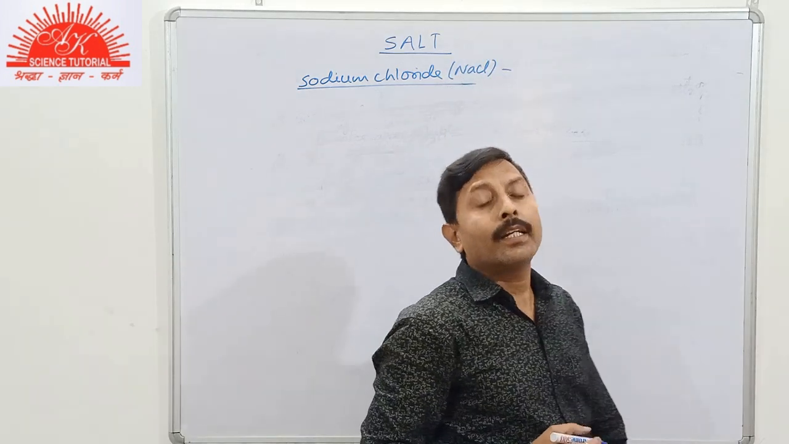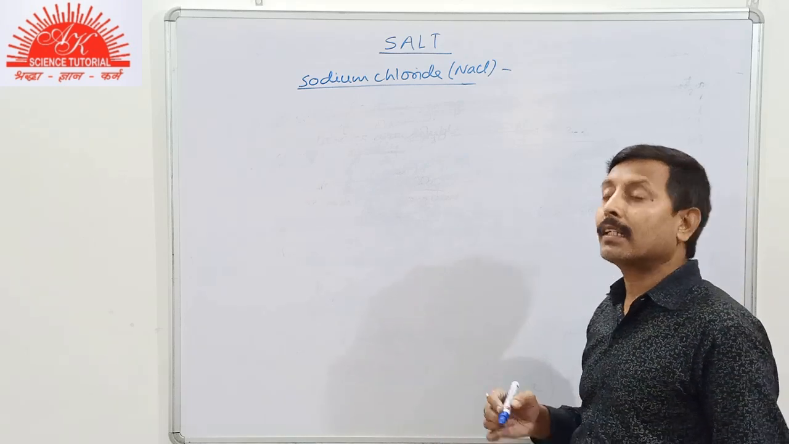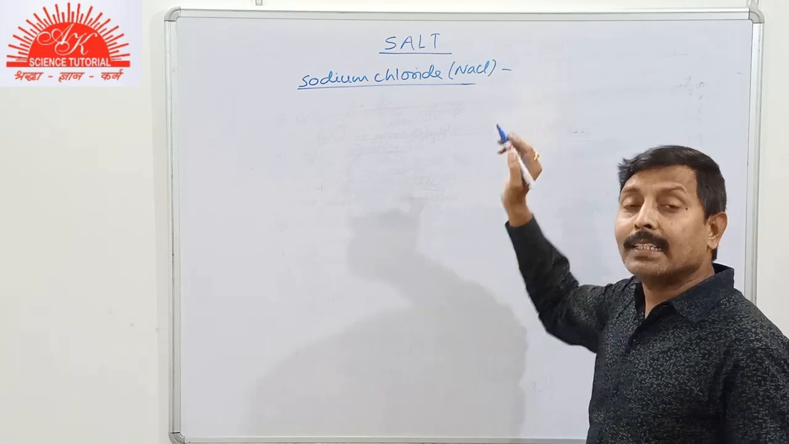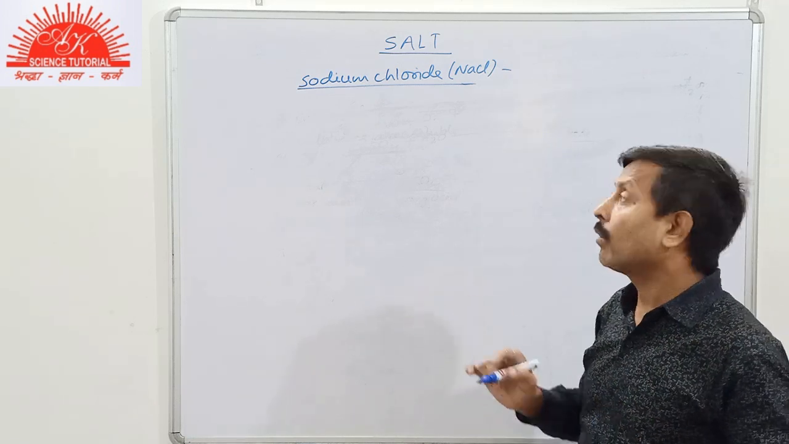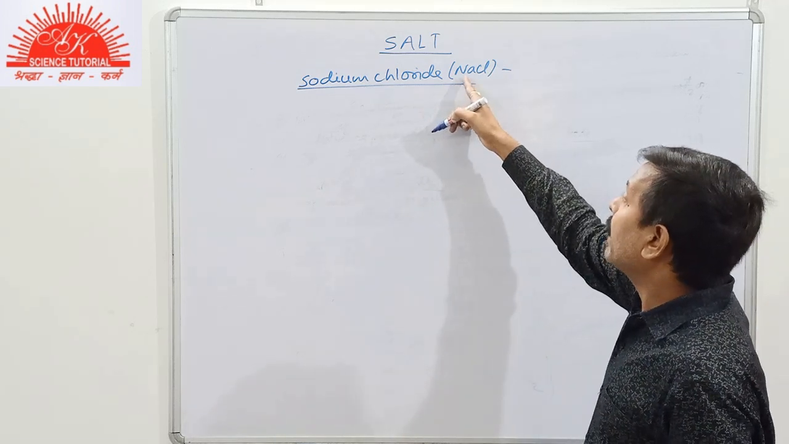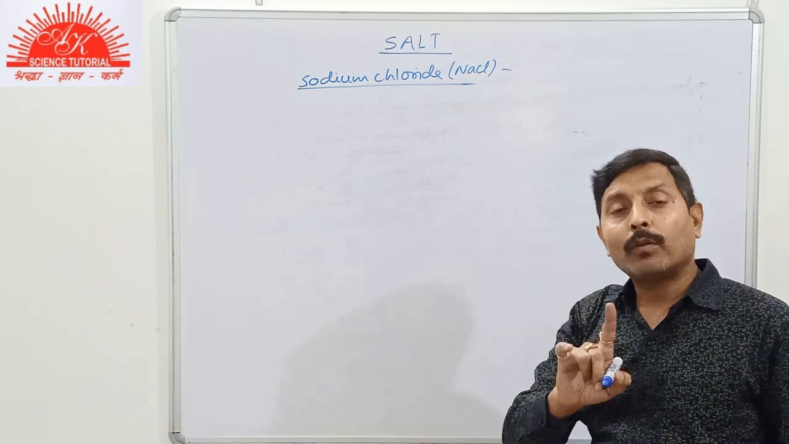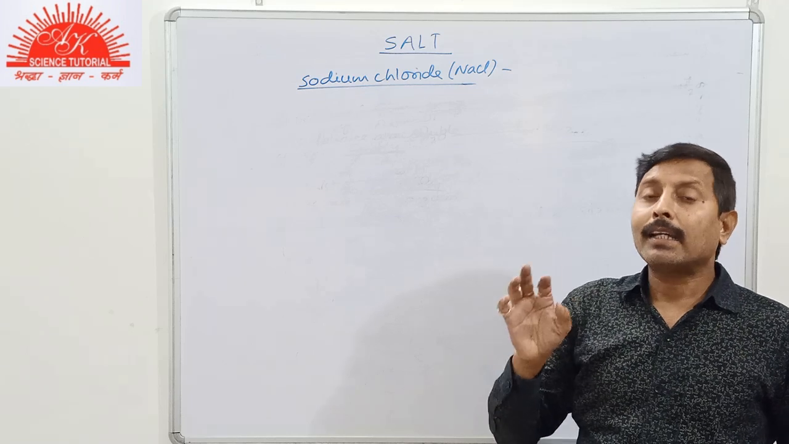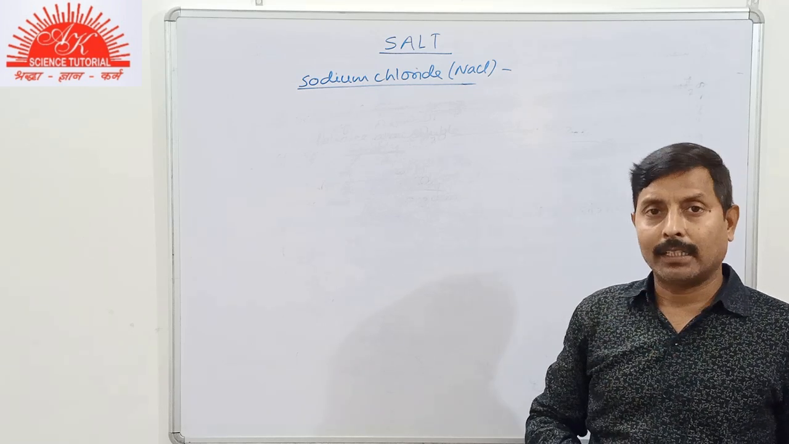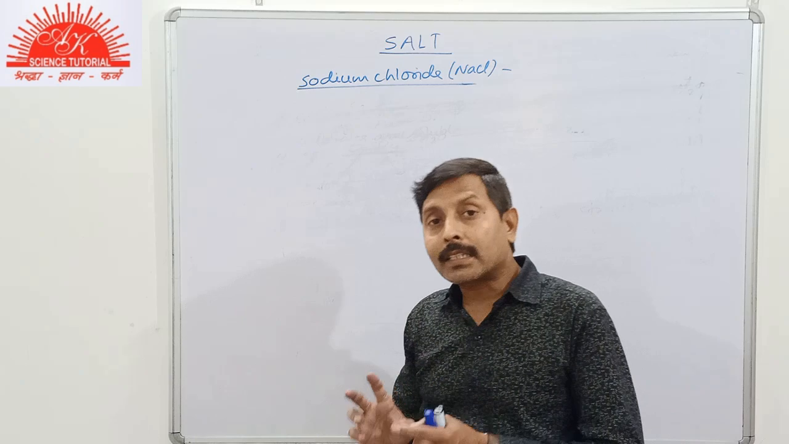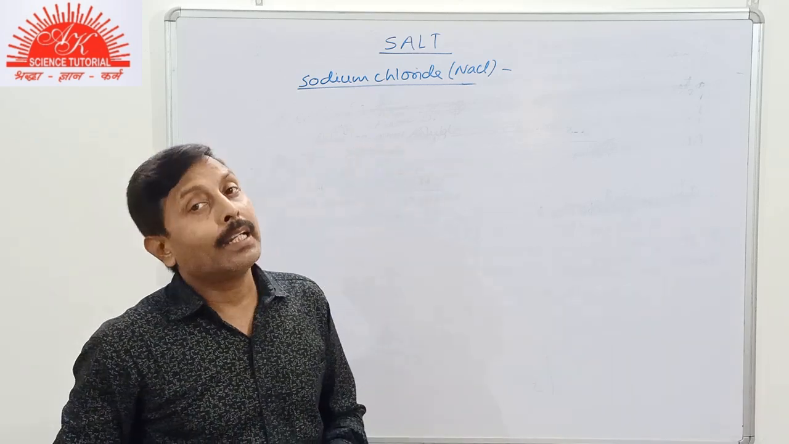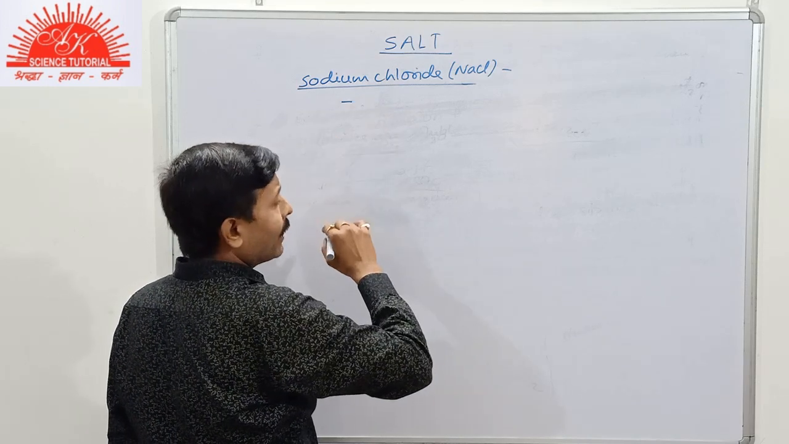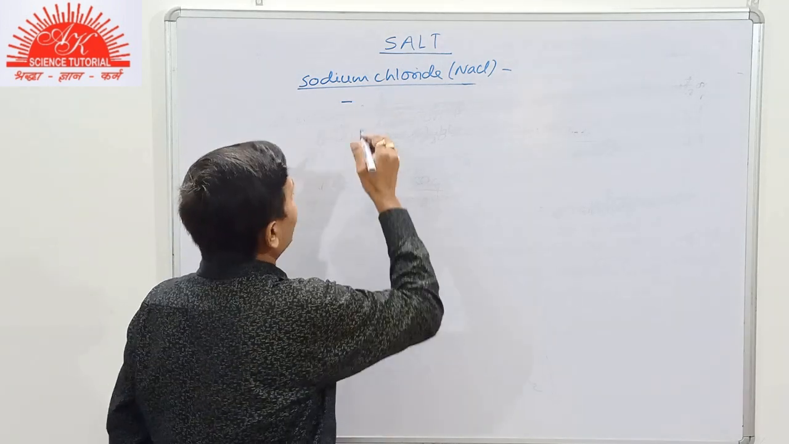Now we have studied in the previous part that NaCl is a normal salt and has a pH of 7 because it is formed by neutralization between NaOH and HCl. NaOH is a strong alkali and HCl is a strong acid. So when neutralization takes place between them, NaCl is formed and it has a pH of 7. That is, it does not undergo hydrolysis.